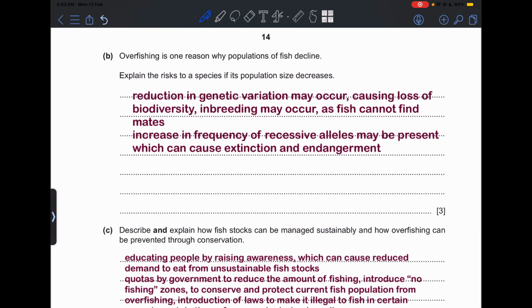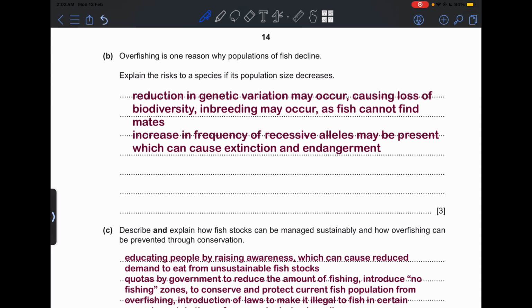B, overfishing is one reason why populations of fish decline. Explain the risks to a species if its population size decreases. So this is actually a big problem, overfishing, because when the population of fish declines, this is actually a result of reduction in genetic variation, which means that all the fish basically have the same genes. There's no diversity in the genes. Of course, this is a problem, because if anything can wipe out the population of the fish, then all of the fish will die. There is no fish that is going to survive if all of them have the same genes.